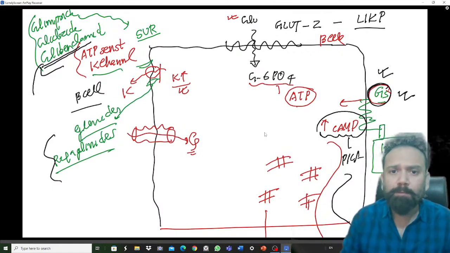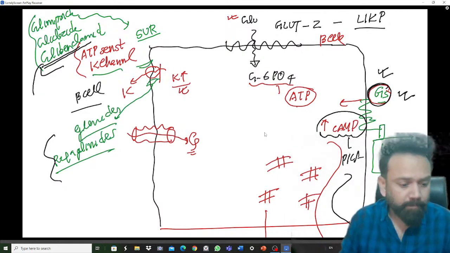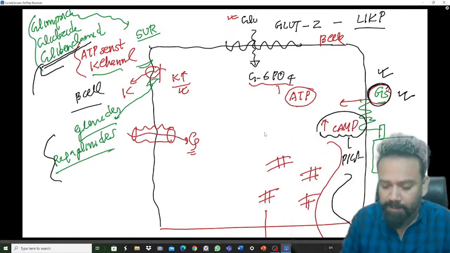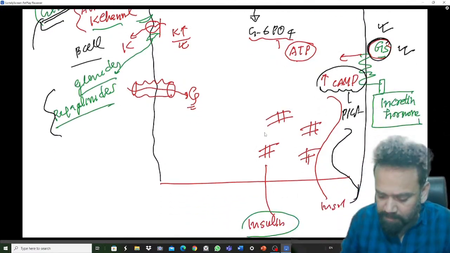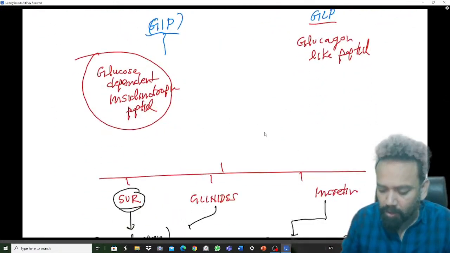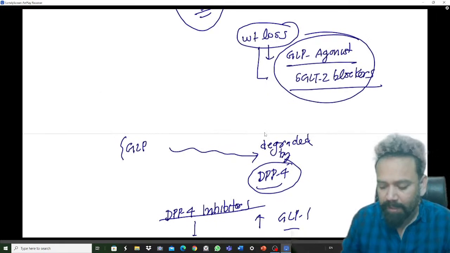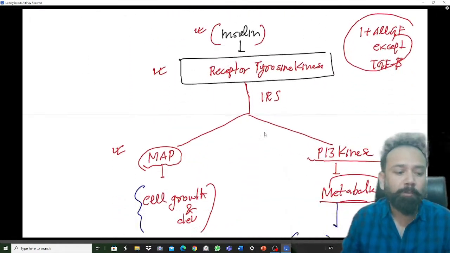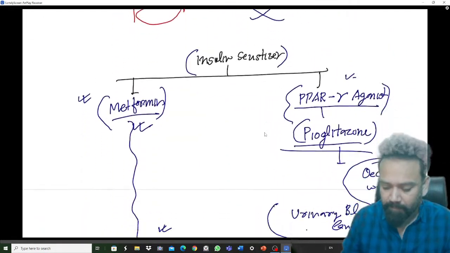Someday we will also discuss the physiology of all the drugs: long-acting insulin, short-acting insulin, ultra-short-acting insulin, all that will be discussed. So this is about the physiology of release of insulin and the incretin phenomenon or incretin effect.